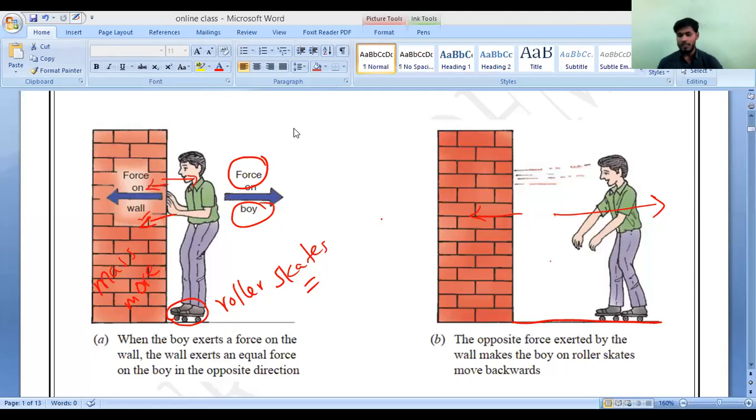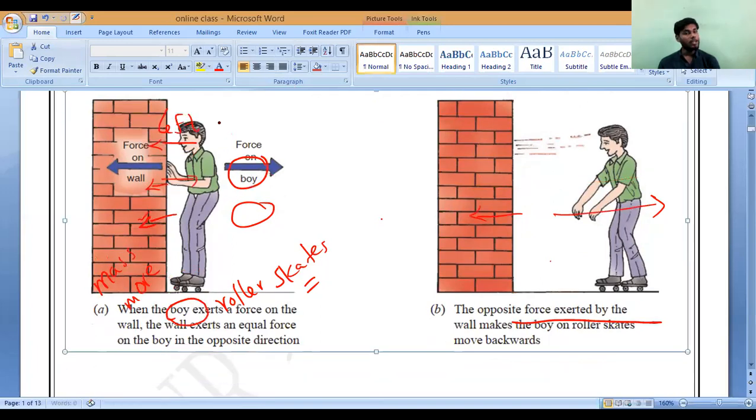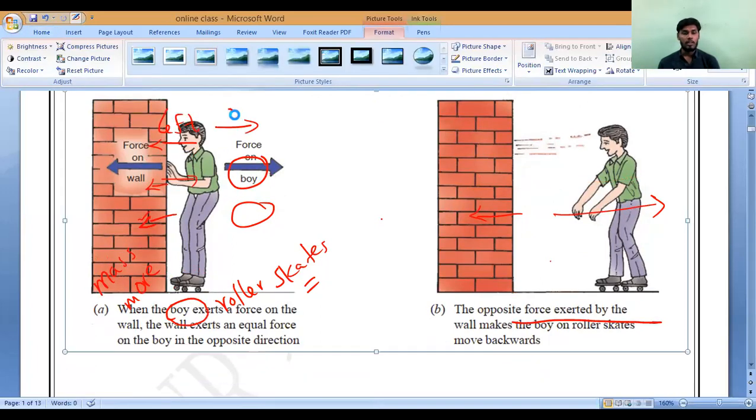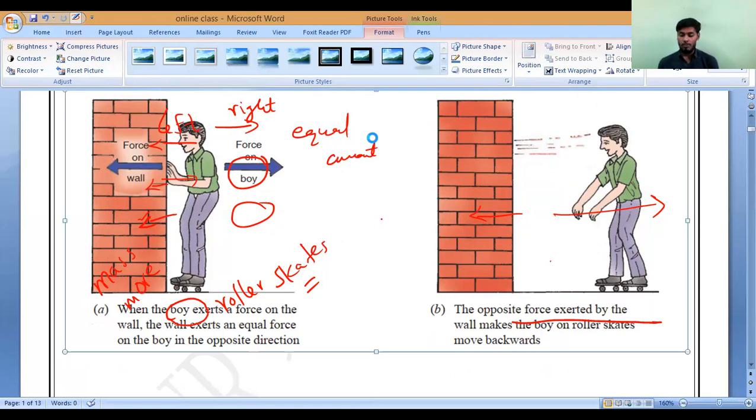Is it yes or no? Will you accept it or not? That is the reason. You may observe here, the boy is exerting the force in the forward direction, in the direction towards the left side. He is trying to apply the force on the left side, so the wall is also exerting the equal amount of force on the right side. So the boy who is wearing the roller skates finds that he is moving backwards. Is it yes or no?